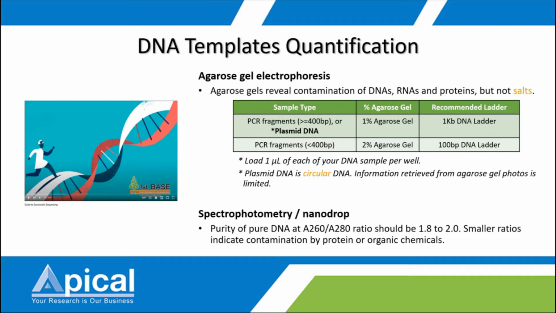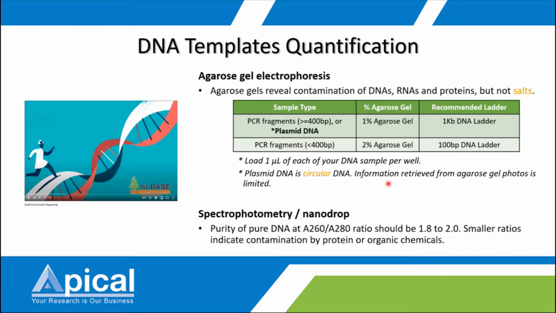So maybe when you load 10 microliter of your sample into a gel, you see a very bright band. But in sequencing, we cannot use 10 microliter. So that is why we recommend using 1 microliter. From there, you can estimate the concentration of your sample.